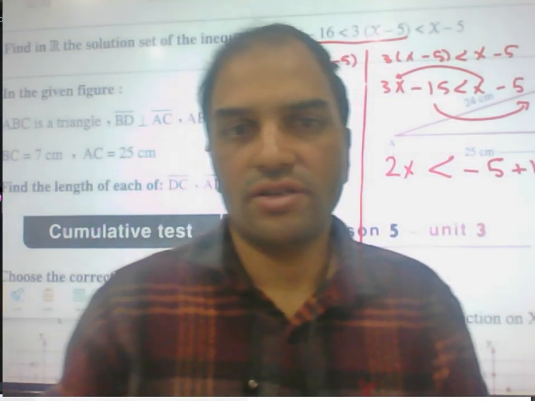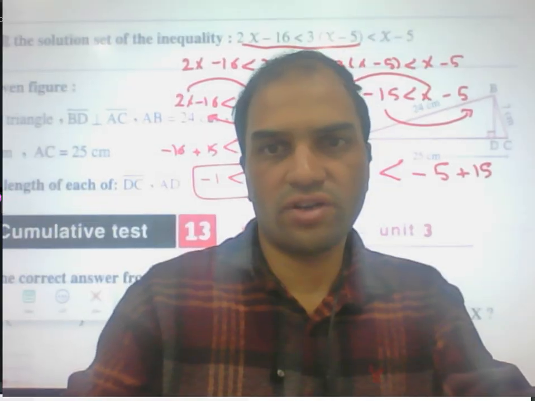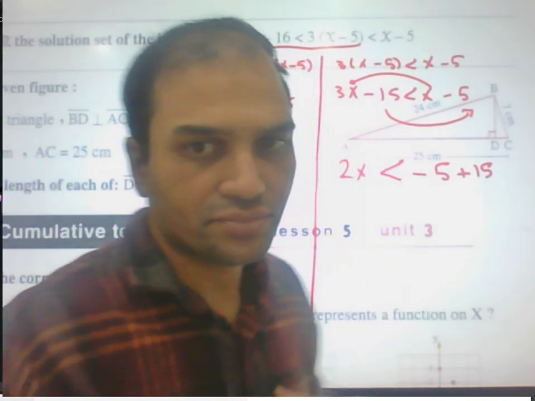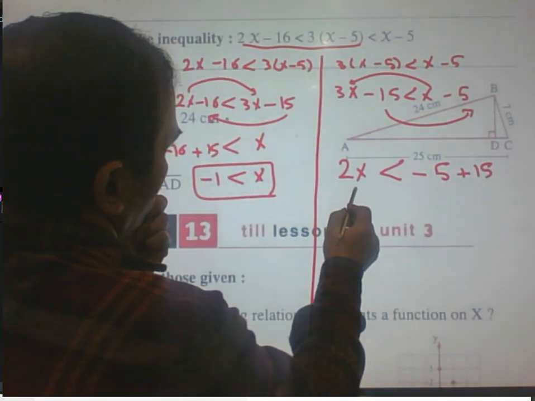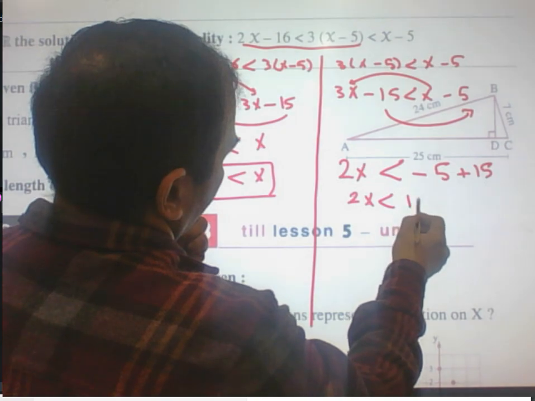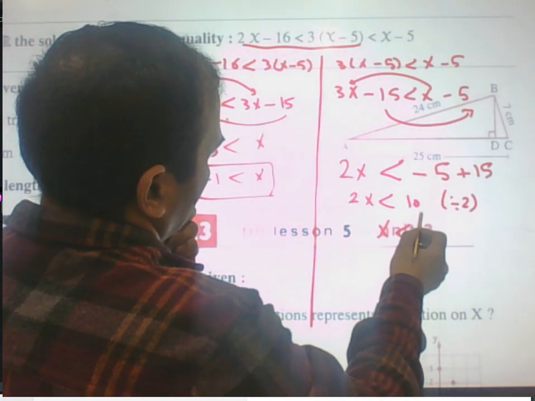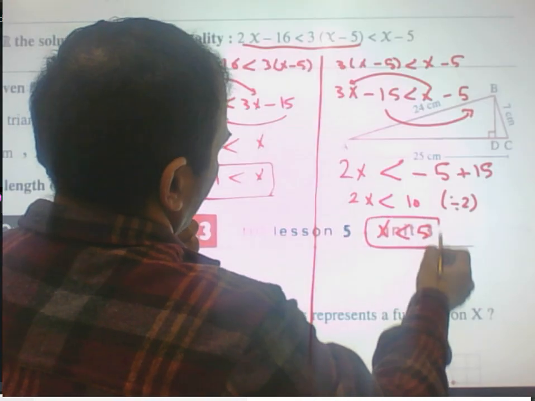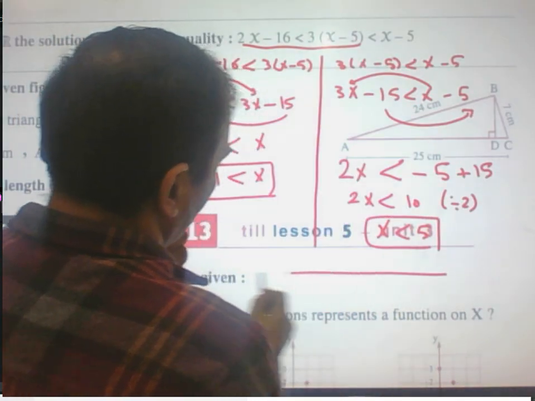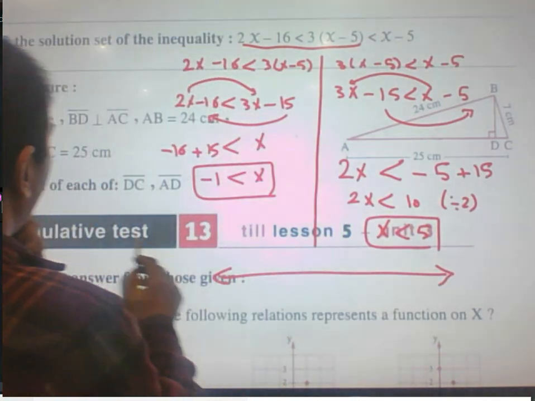Okay? And then I will simplify it now to find the result in the simplest form. Then we have 2x is less than 10, negative 5 plus 15. Then we can divide by 2. So x is less than 10 divided by 2, which is 5. We have two inequalities here. I will draw a number line and then find the intersection between the two intervals.